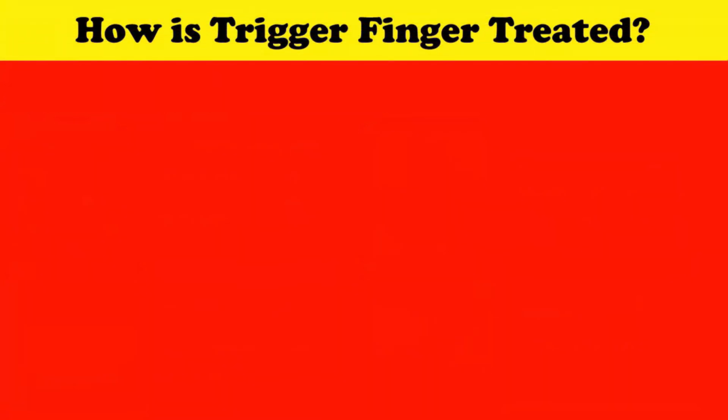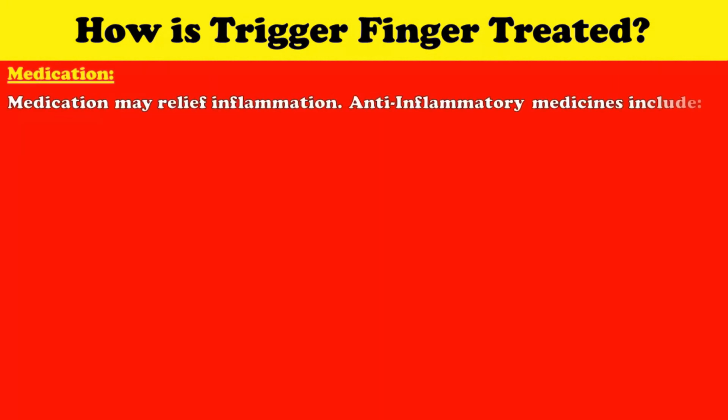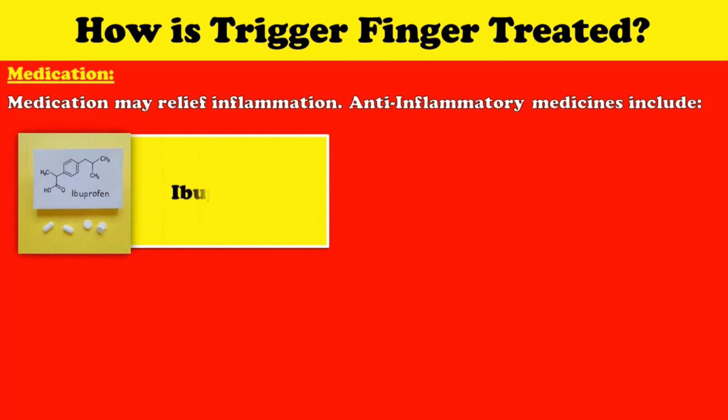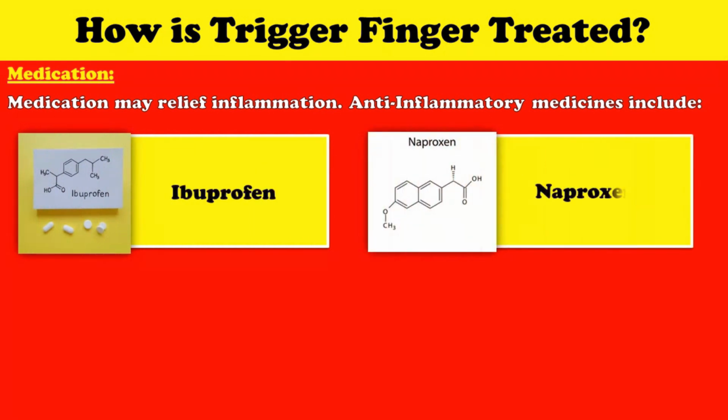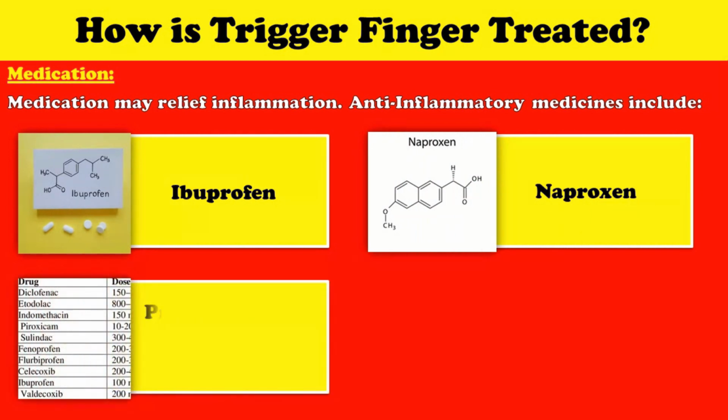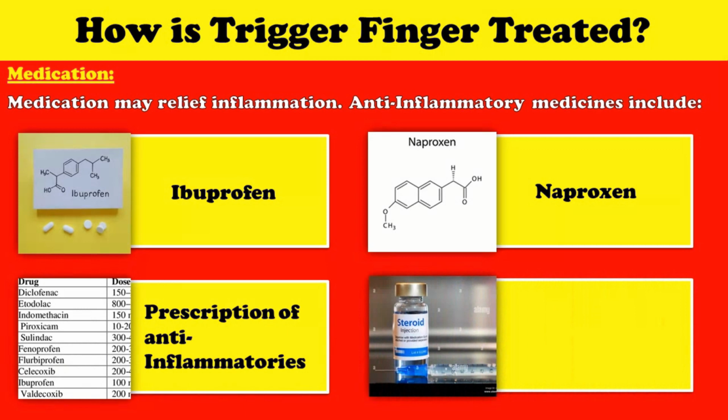You can also treat it with medicines, which are more effective. Pain relievers such as ibuprofen or naproxen can also be used if the pain is severe. Apart from this, anti-inflammatory drugs can be used, and due to excessive inflammation, steroid injections can also be given.